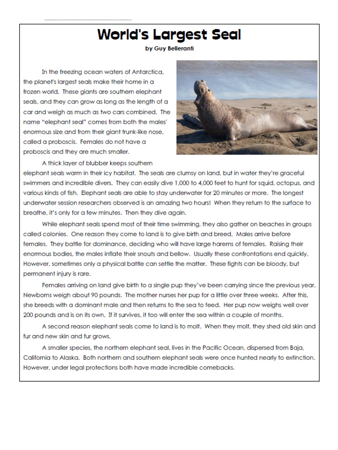While elephant seals spend most of their time swimming, they also gather on beaches in groups called colonies. One reason they come to land is to give birth and breed. Males arrive before females. They battle for dominance, deciding who will have large harems of females. Raising their enormous bodies, the males inflate their snouts and bellow. Usually, these confrontations end quickly. However, sometimes only a physical battle can settle the matter. These fights can be bloody, but permanent injury is rare.